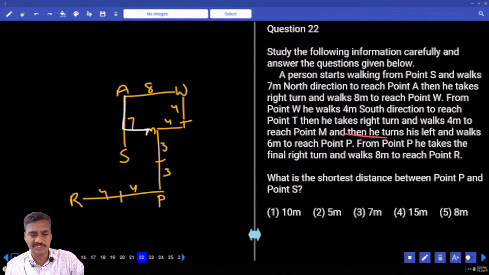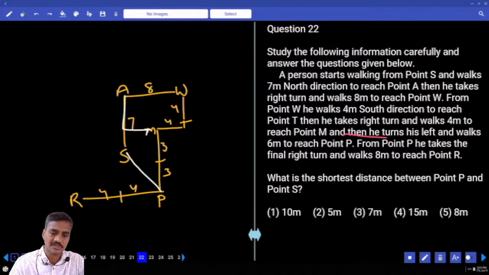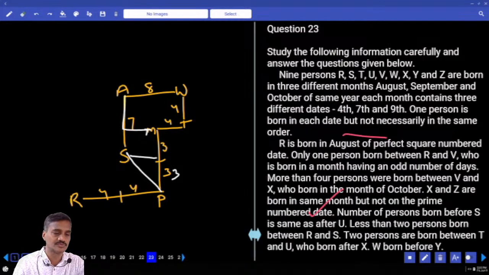Then the 22nd. What is the shortest distance between P and S? We need to find out this distance. This is how much? 3. And this is how much? 4. 3 square plus 4 square gives 5. So 5 is the choice for question number 22.